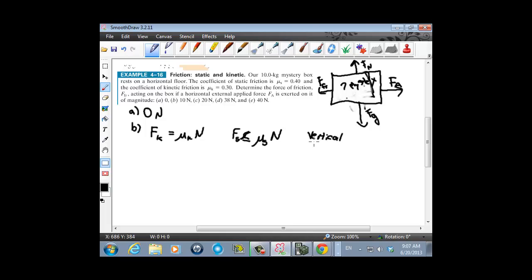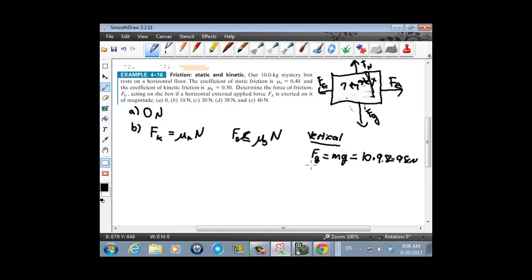Okay, our vertical. What forces do we have? We have gravity. And do we know what that is? Our mystery box, we know, is 10 kilograms. Well, do we know if it's on Earth or not? Because it could be a really mysterious box. Yeah, let's assume it's on Earth. Alright. So then what is the force due to gravity? mg, which here would be 10 times 9.8, or 98 newtons.